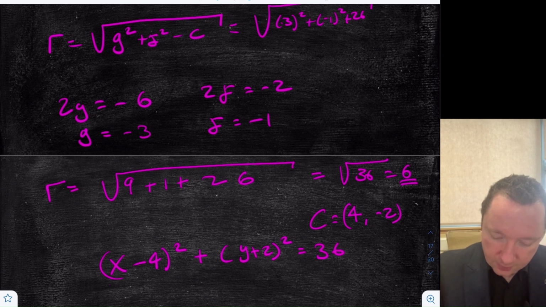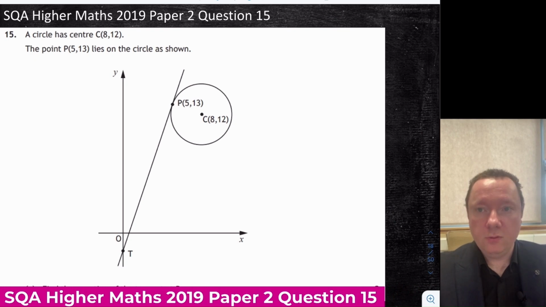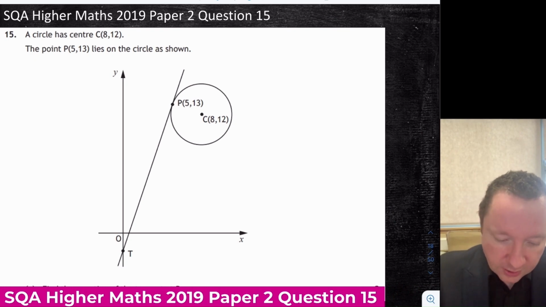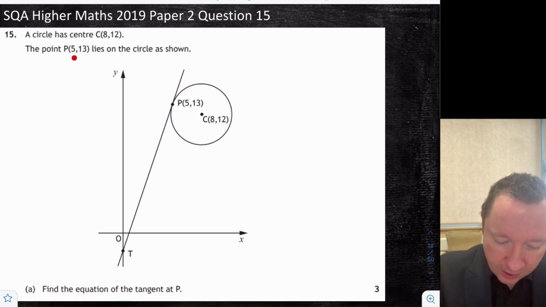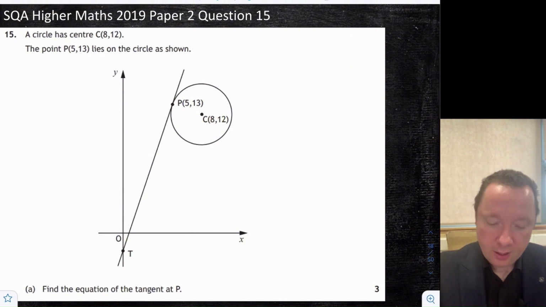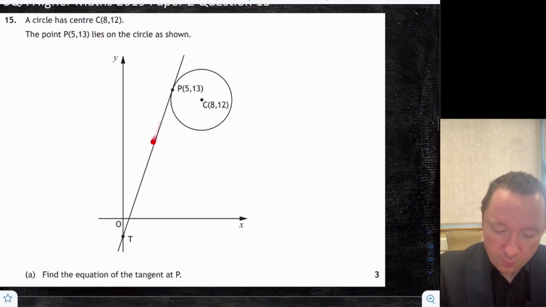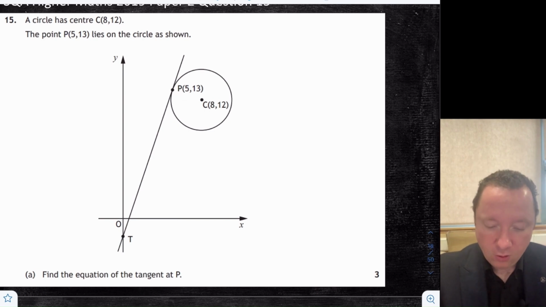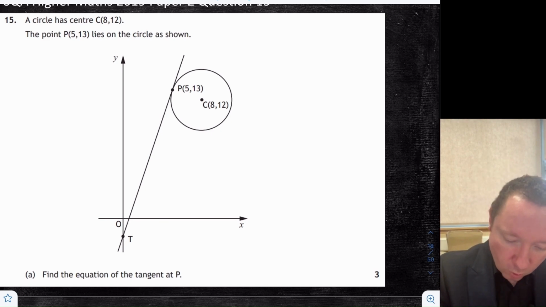And we're done there. SQA Higher Maths 2019, Paper 2, Question 15. A circle has centre 8, 12. P 5, 13 lies on the circle as shown on the outside. Find the equation of the tangent at P. Now, if we want to find the equation of the tangent, if it's about circles, a tangent meets a radius at right angles. So we can find the gradient of the radius, and then m1 times m2 equals minus 1. So we'll just do that. Let me just draw that picture in so it's really clear.